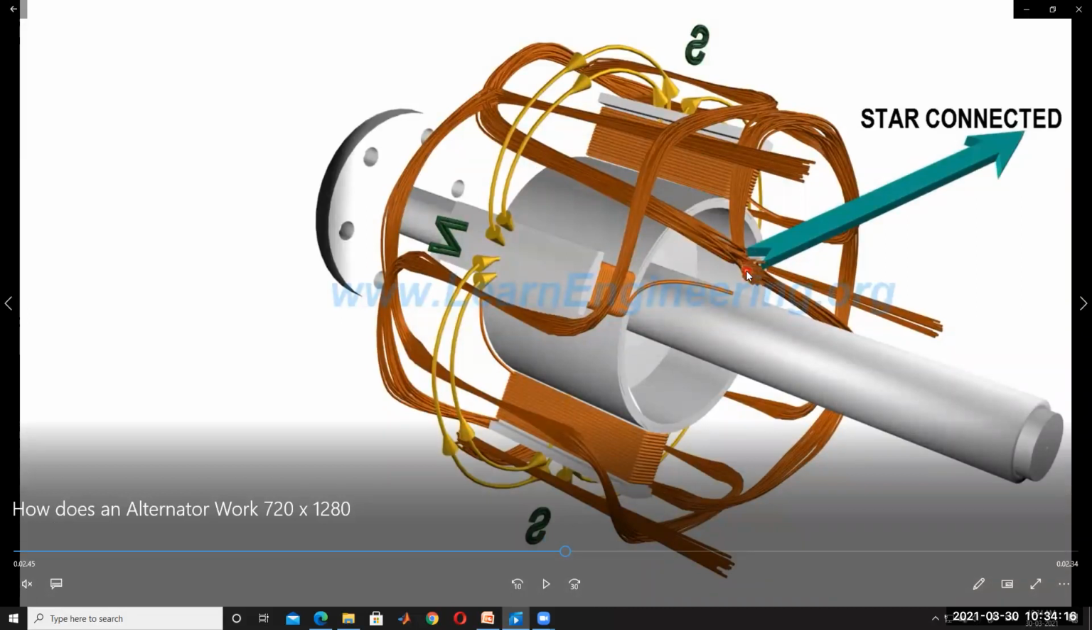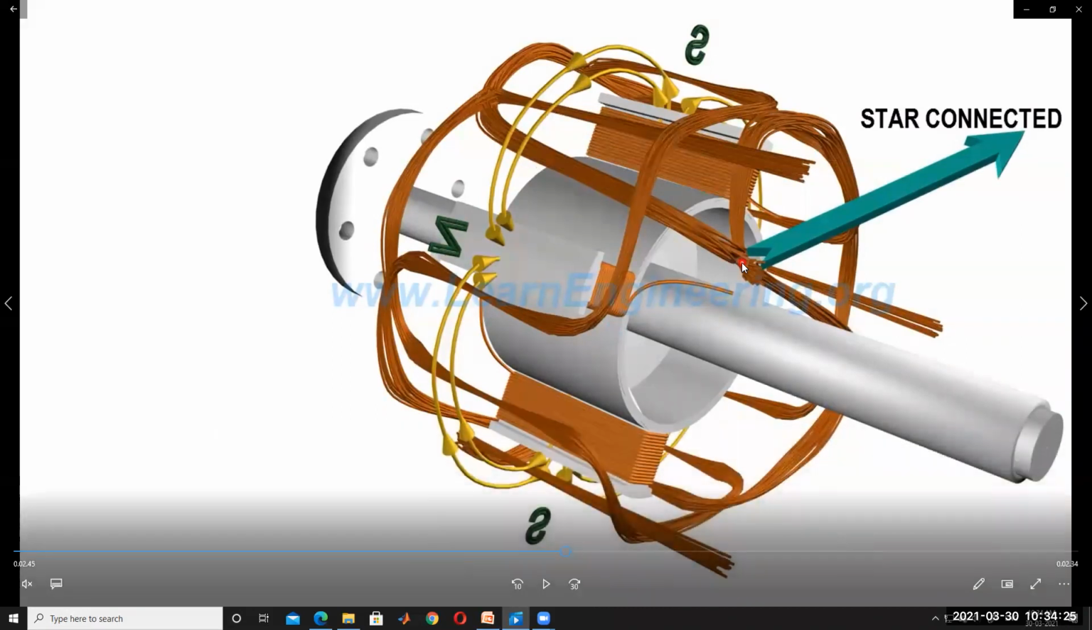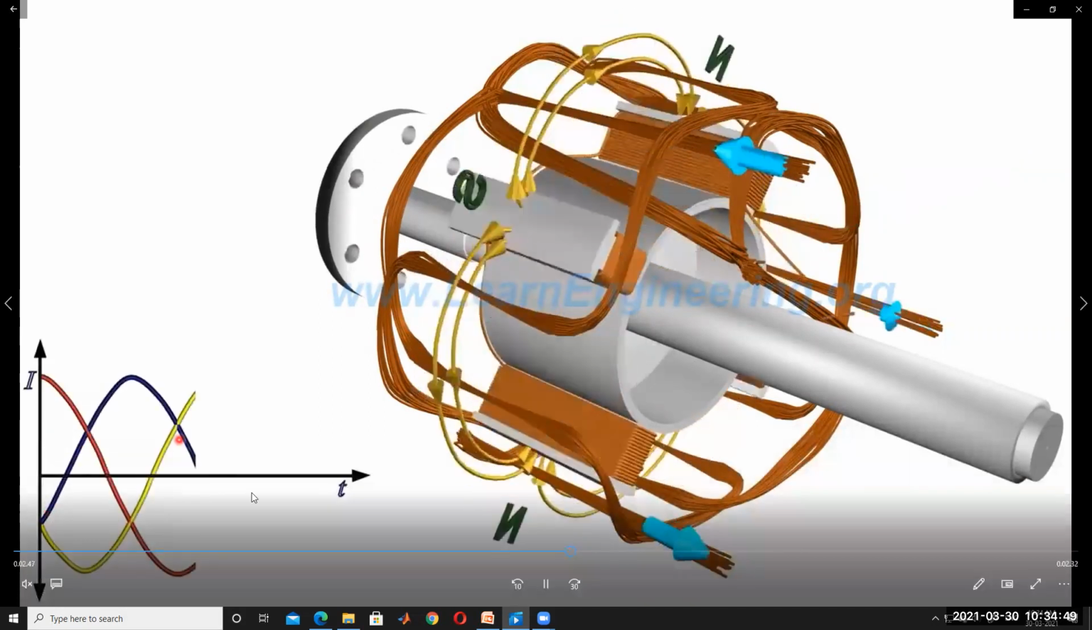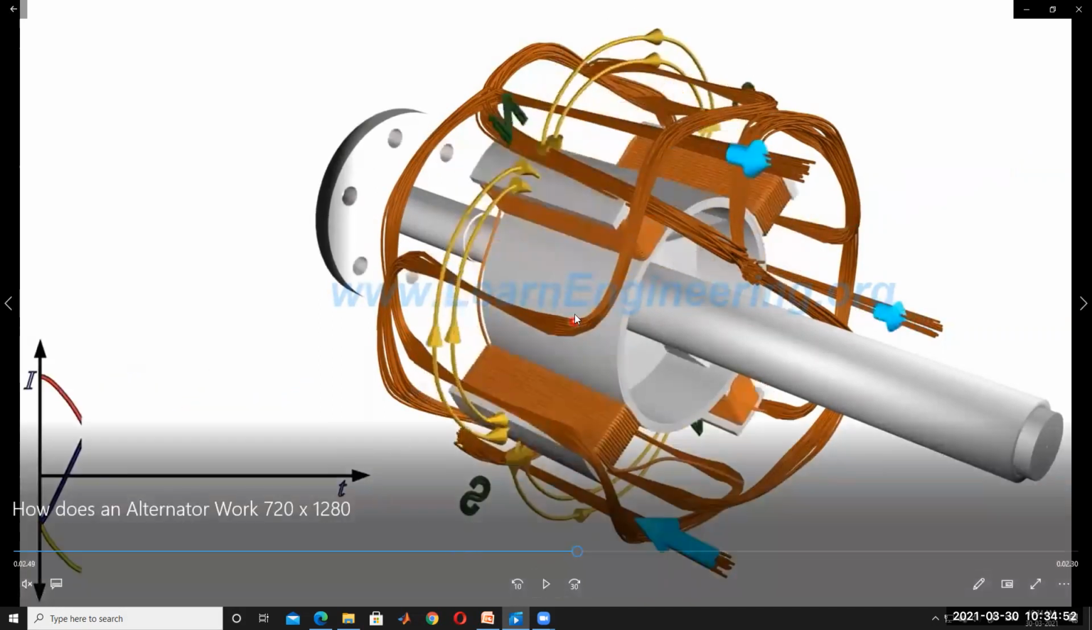This point is called the neutral point, or star point, in the star connected system. All three wires are connected at one junction. The remaining three terminals are the outgoing terminals. When the rotor rotates, the flux cuts the stator and EMF is generated, which is taken from this phase, this phase, and this phase. So three phases have three different waves, and each winding is displaced by 120 degrees electrical.